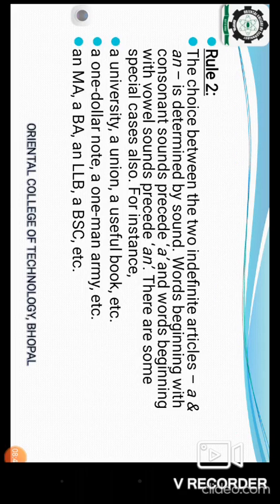Rule number 2. The choice between the two indefinite articles a and an is determined by sound. Words beginning with consonant sounds precede a, and words beginning with vowel sounds precede an. There are some special cases also. For instance, a university, a union, a useful book, etc. A $1 note, a one-man army, etc. An MBA, an MA, a BA, an LLB, a BSc, etc.